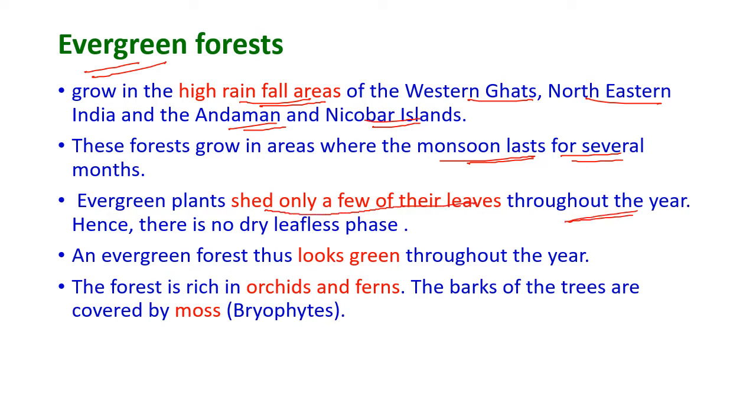So the entire plant will not lose their leaves. Instead, only a few of the leaves of the plant will be falling down. Hence, there is no dry leafless phase in the life cycle of the plant. An evergreen forest thus looks green throughout the year. The forest is rich in plants like orchids and ferns, and the barks of the trees are covered by the plant called moss, that is the bryophyte plants.